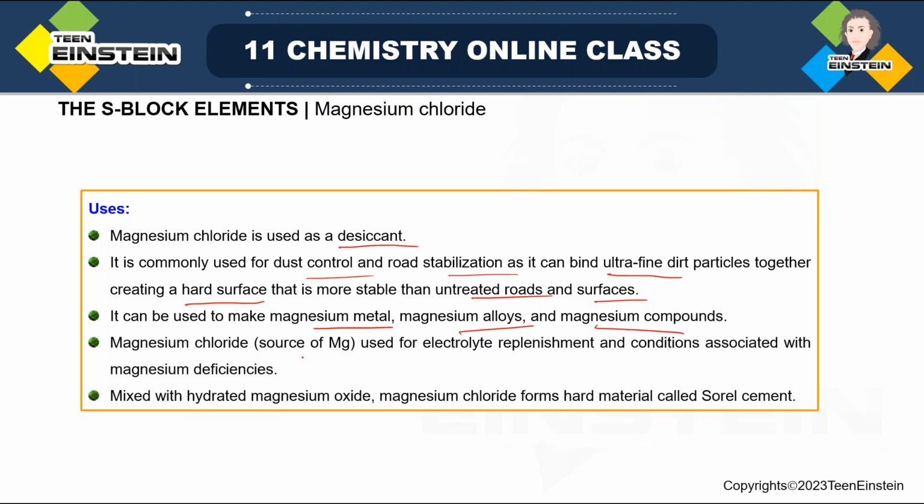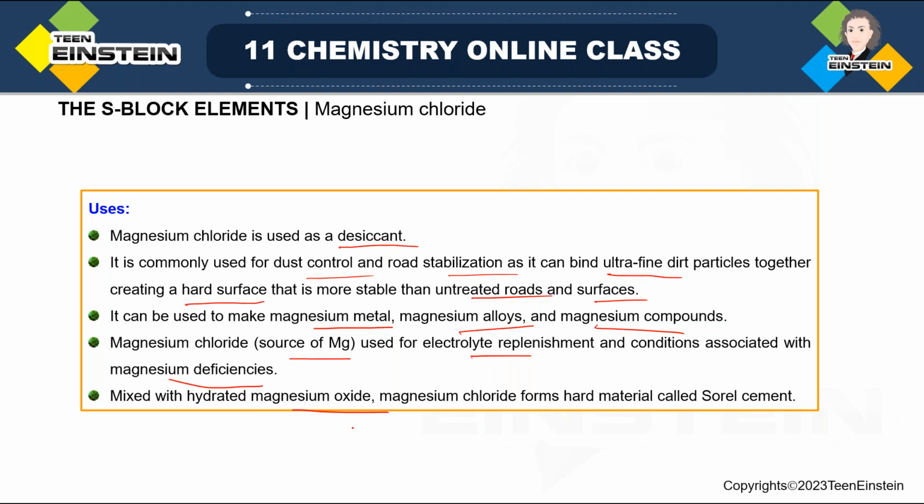Magnesium chloride, as a source of Mg, can be used for electrolyte replenishment in conditions in our body associated with magnesium deficiencies. Electrolyte replenishment means there are some ions required on a daily basis for the bodily functions that are occurring. Mg2+ is one of those electrolyte ions, and if there is deficiency, then to remove that deficiency we can use MgCl2 as a source of magnesium.